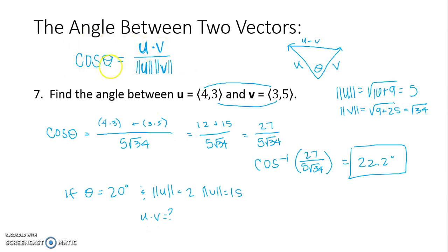Plug them into your formula. You know your angle between, so you can plug that in there. You know your magnitudes, so you can plug those in there. Just multiply. In this case, it'd be what, 30 times cosine of 20? Whatever that is, that's your dot product. I didn't ask specifically what each vector was. I asked for the dot product of them.